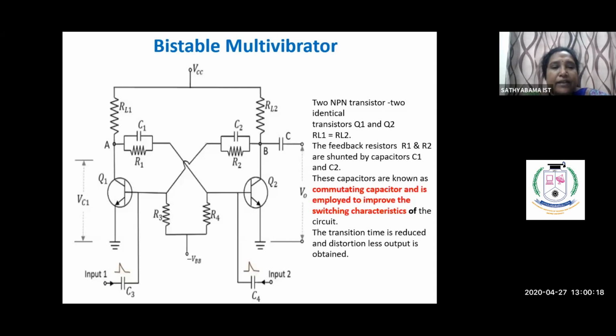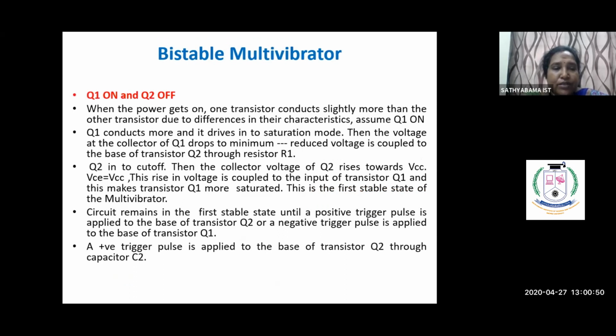If Q1 is on, at the point A, that is the output of Q1, the voltage is very low, and this low voltage is given to transistor Q2. So Q2 is in the switched off condition, and the output of Q2 is given back to Q1, driving it into more saturation. Got it? This is the first condition: Q1 is on and Q2 is off.